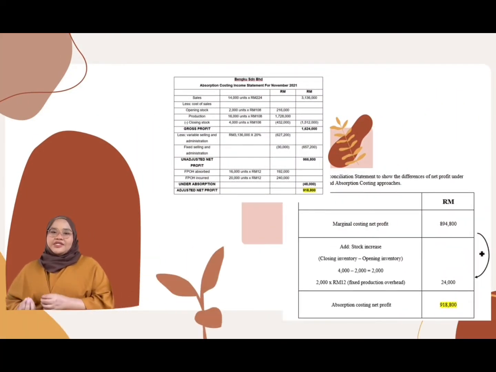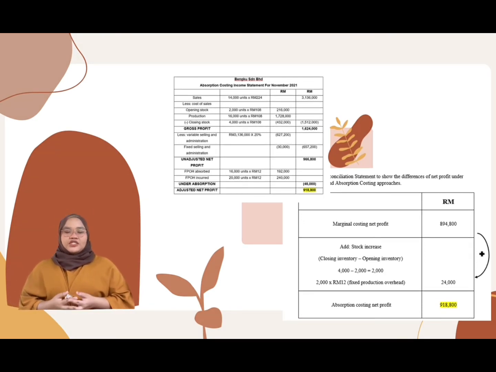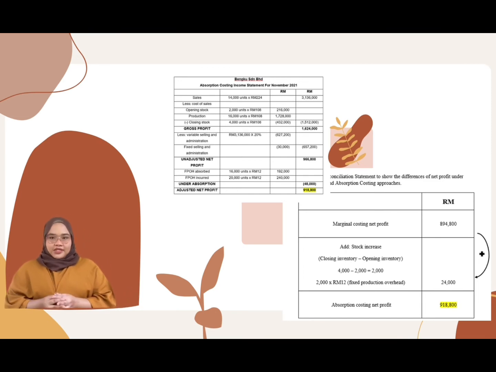Marginal costing net profit plus the stock increase, which is 24,000, then we will get the absorption costing net profit, which is 918,800. Referring to the net profit under the absorption costing statement, we can reconcile the net profit under the two costing approaches.